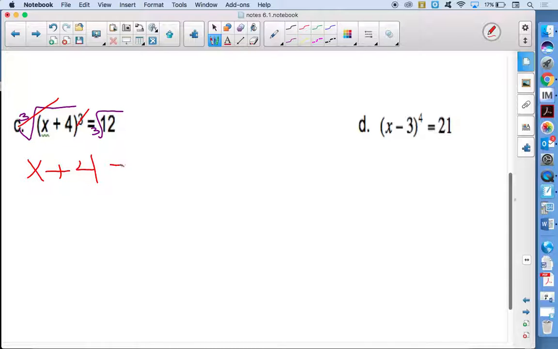On the other side, this is where you're using your chart. You're going to go in the power of 3 column. Is there a cube root of 12? No. So then you're going to leave it as the cube root of 12. I don't want you to get a decimal. I want you to keep it exact, just like when we were dealing with square roots. If there wasn't a square root, like the square root of 5, we kept it as the square root of 5. Does this get a plus or minus in front of it? No, because 3 is odd, so it's just the cube root of 12.